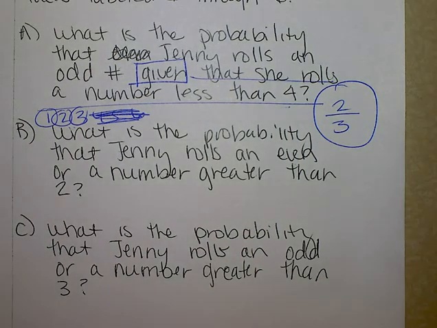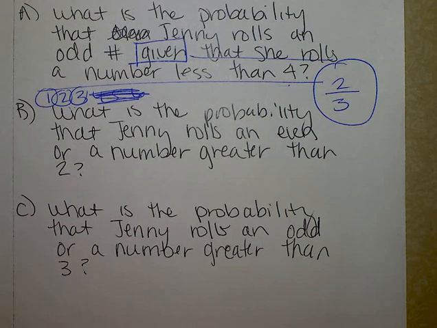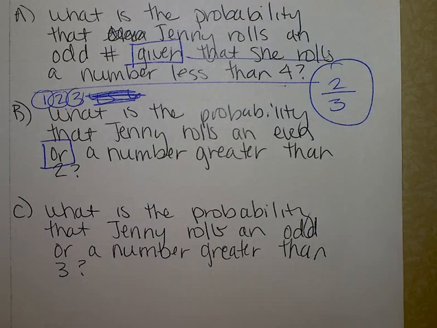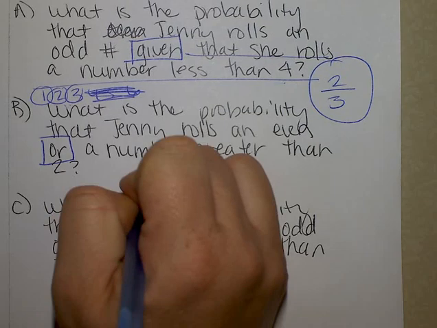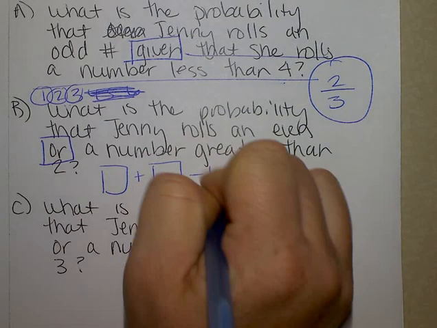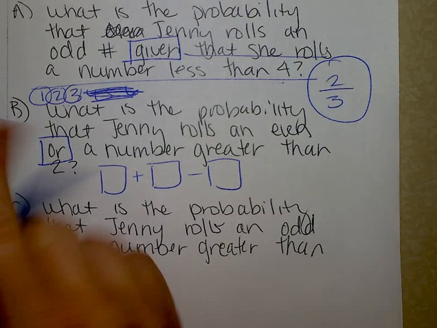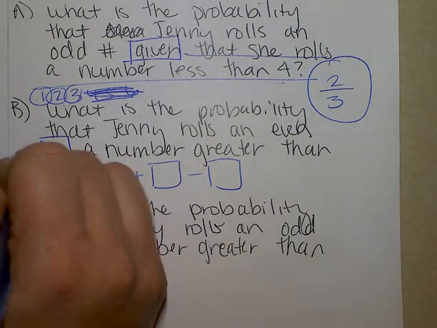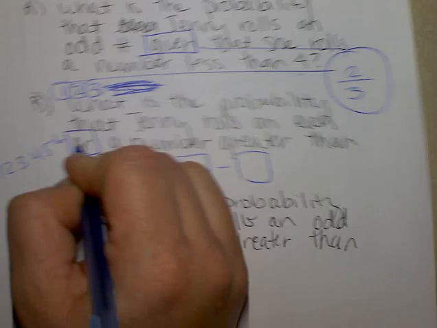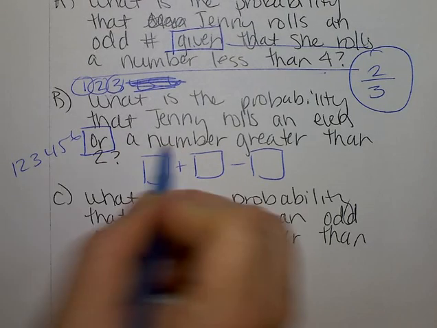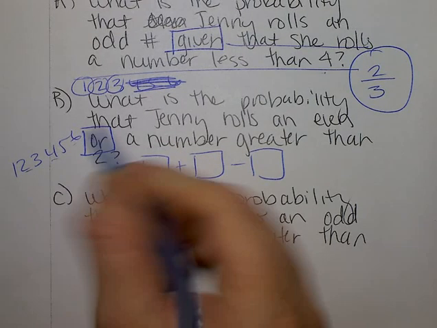Okay, next up is B. What is the probability that Jenny rolls an even or a number greater than 2? What do we do with or again? We are going to add and then subtract. Okay. So what's the probability that it's even? So how many even numbers are there on 1 through 6? There's 3 of 6 that are even.